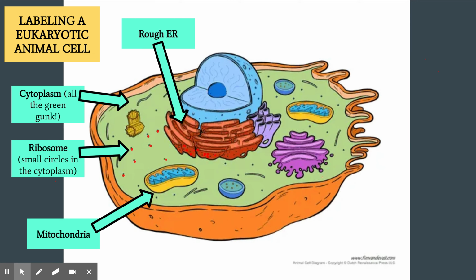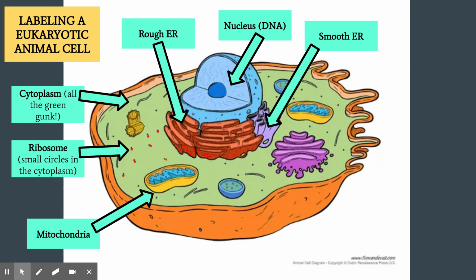My next arrow shows the rough ER. The rough ER is located outside of the nucleus, and I can tell it's rough or smooth based on the presence of ribosomes. This blue structure, this blue circle in the middle of the cell, is the nucleus. The nucleus holds all the DNA. The DNA is being shown by these squiggly lines.